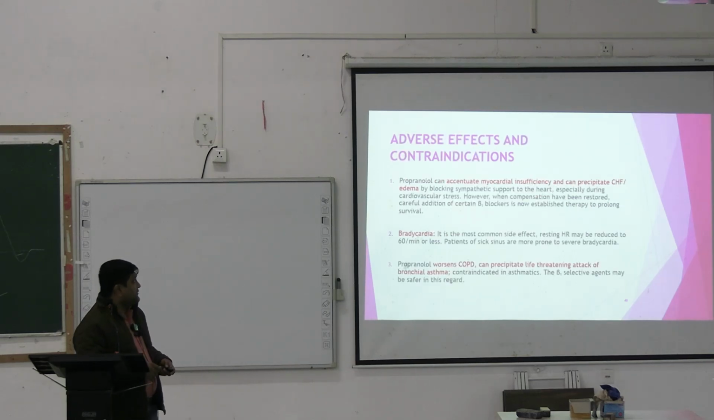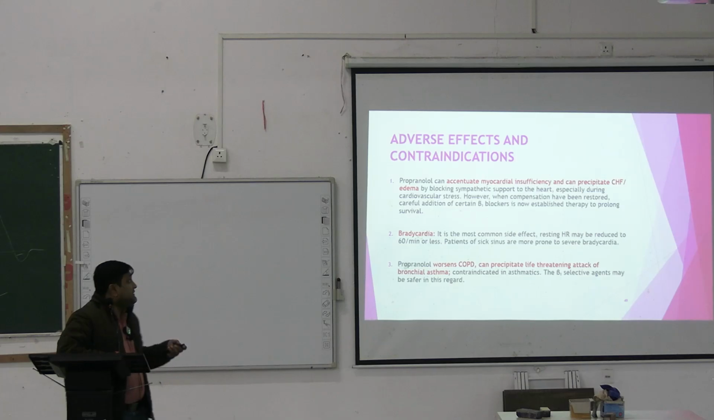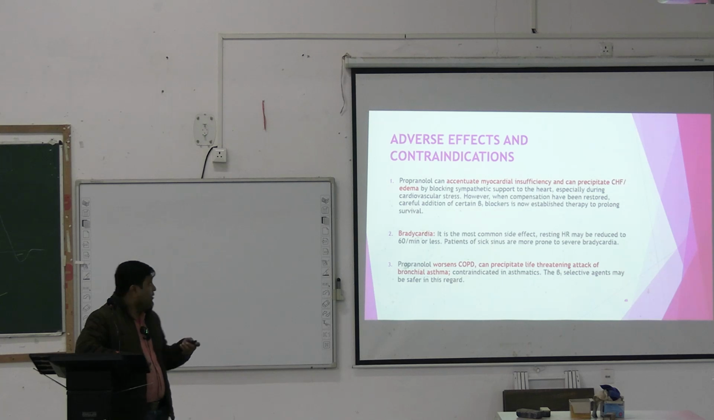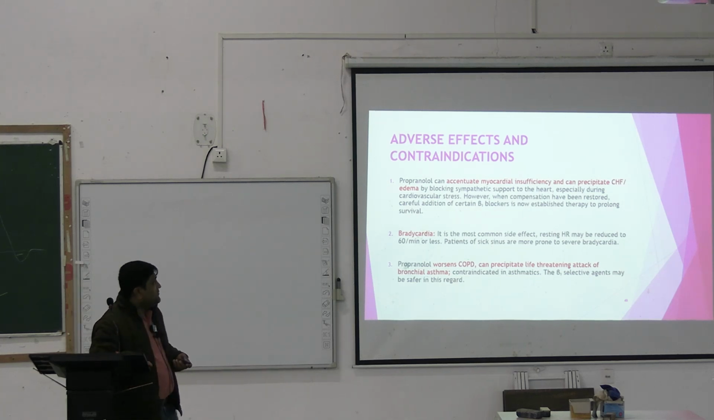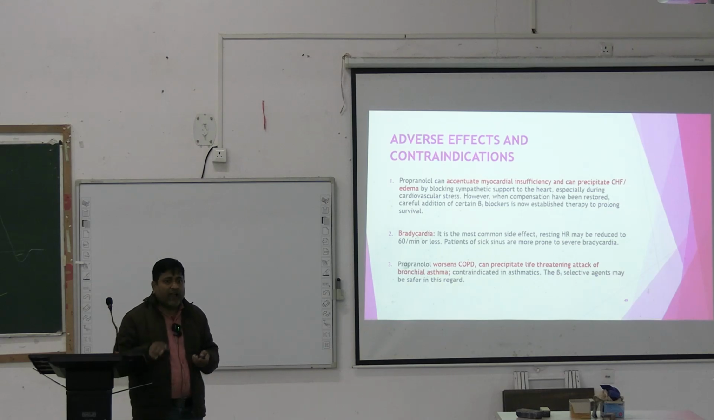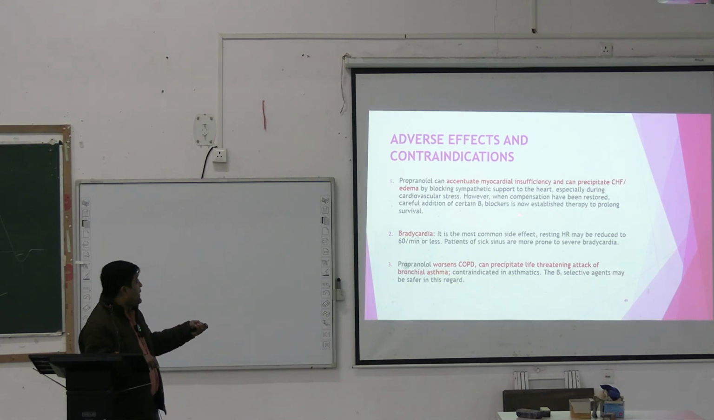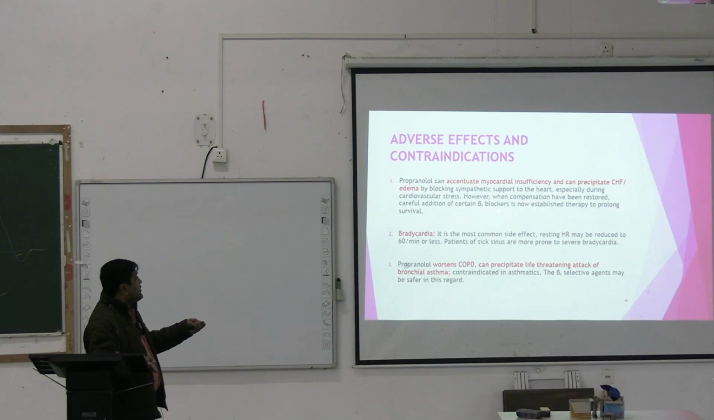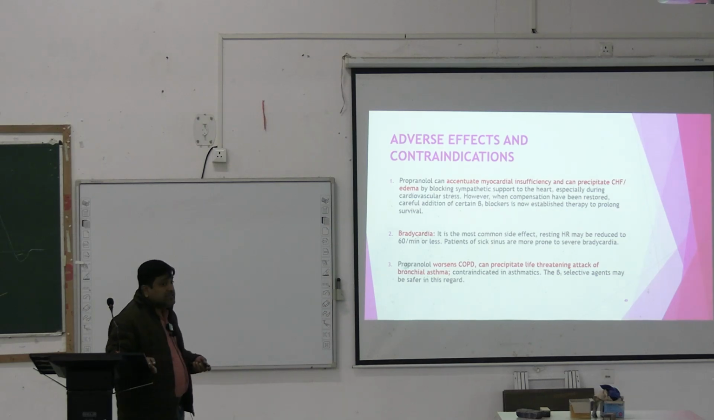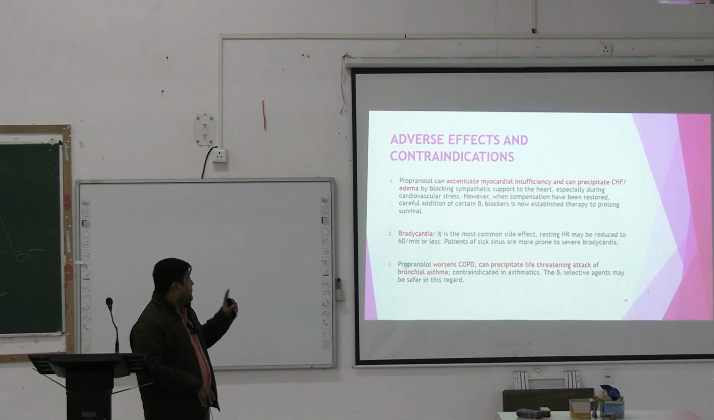Now, adverse effect number 1: these can accentuate myocardial insufficiency and precipitate or aggravate congestive heart failure. We have already said this, by blocking the sympathetic support to the heart, especially during cardiovascular stress, when adrenergic overactivity is present. However, when compensation has been restored in patients of compensated heart failure, careful administration of certain beta 1 blockers is now established therapy to prolong survival.